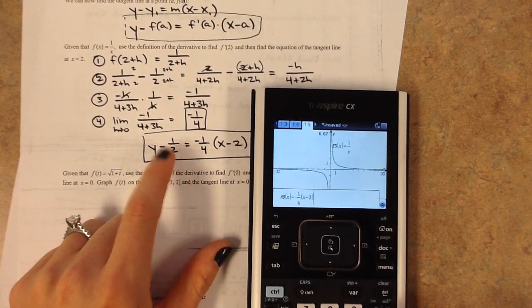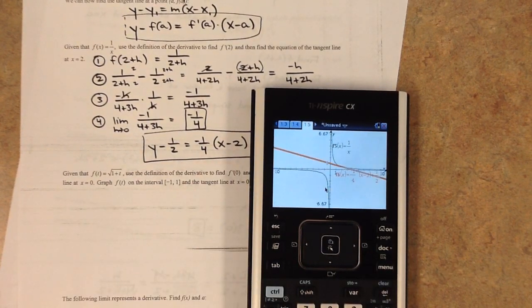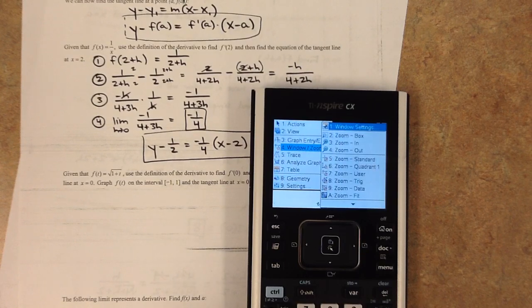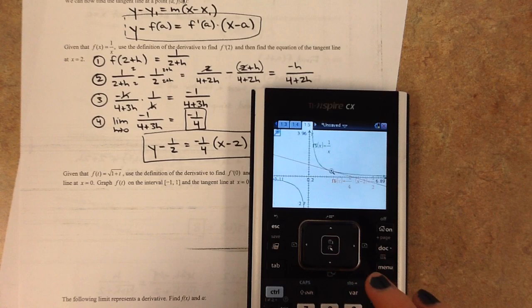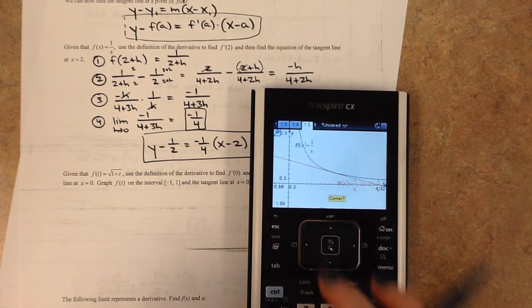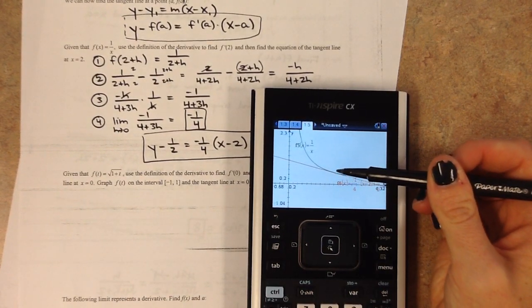To get y by itself, I'm just going to add this 1/2 to both sides, so plus 1/2. Okay, so when I graph this, the tangent line should connect with the 2, and then it kind of skims along the surface. So I'm going to zoom in a little bit right where the 2 is. So 2 is right about here. I'll zoom in once, I'll zoom in twice just so you guys can see that. So the point that we're looking at here, 2 is right around there.